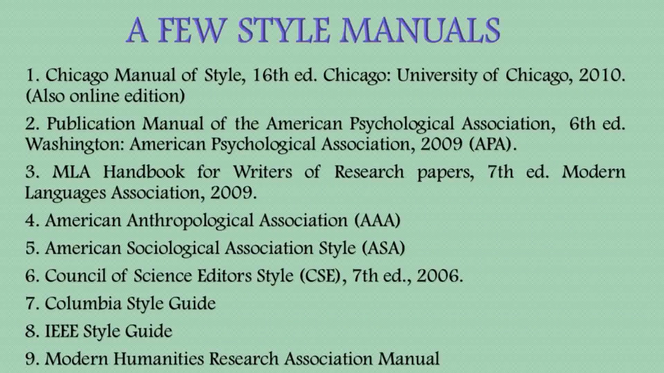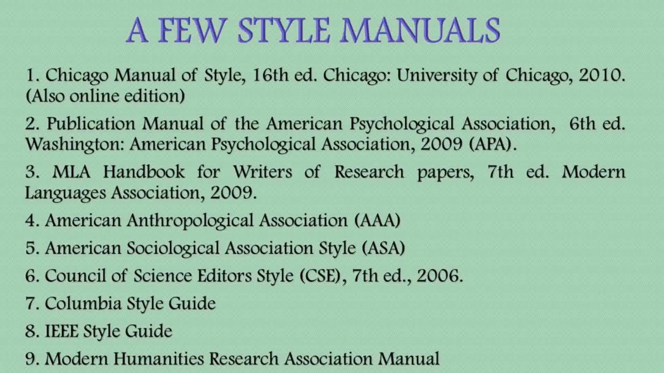This page shows a list of a few style manuals. Chicago Manual of Style, 16th edition from University of Chicago, 2010. Online edition also available. And the second, Publication Manual of the American Psychological Association, 6th edition, Washington, American Psychological Association, 2009. MLA Handbook for Writers of Research Papers, 7th edition, Modern Languages Association, 2009.